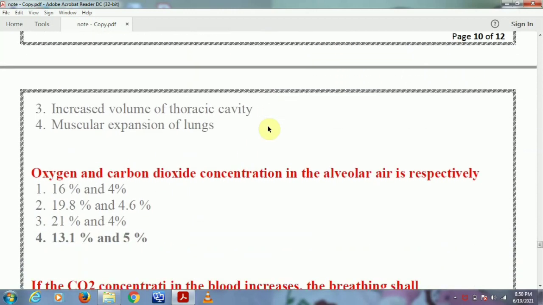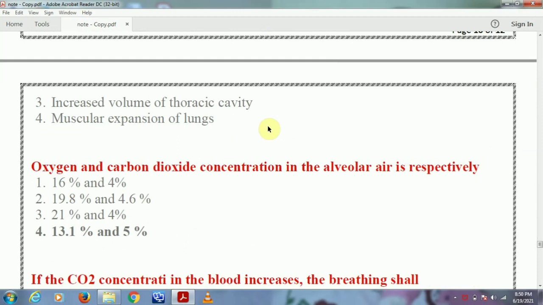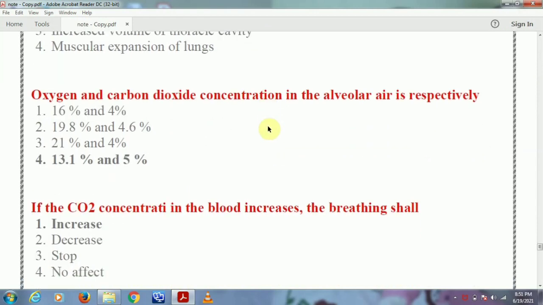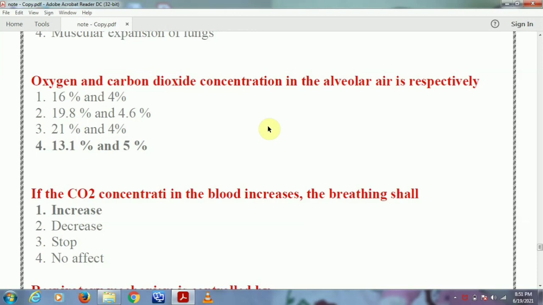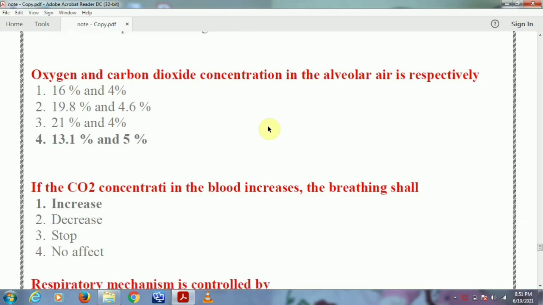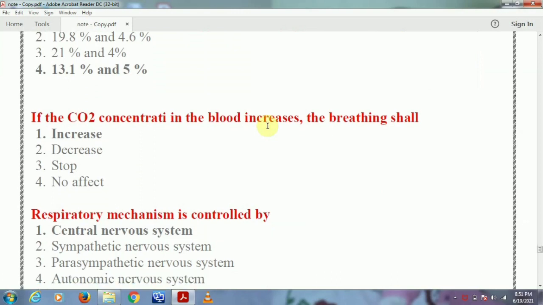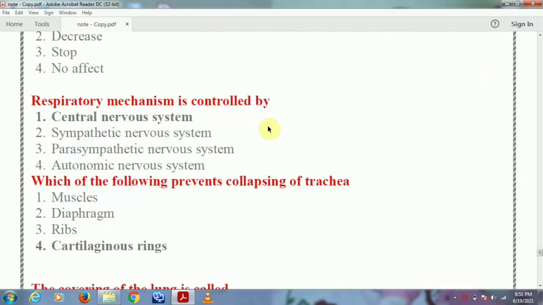Oxygen and carbon dioxide concentration in the alveolar air: 13% oxygen and 5% carbon dioxide are present in the air in the alveoli. If the concentration of carbon dioxide in the blood increases, the breathing rate increases. If the amount of carbon dioxide in the blood increases, the number of our breaths also increases, meaning the speed of gaseous exchange increases. Respiration mechanism is controlled by our central nervous system.